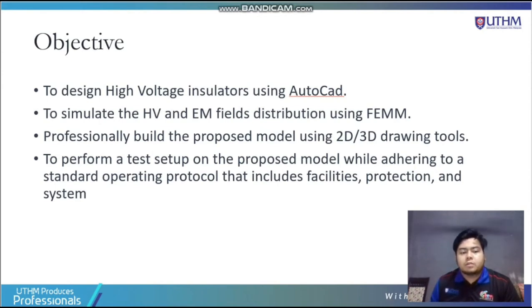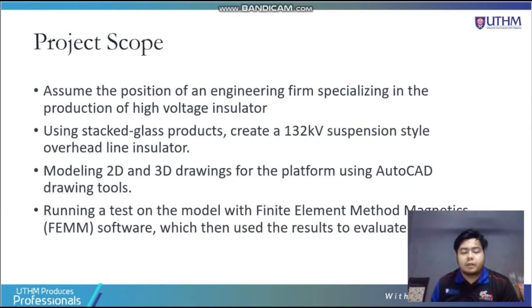Objective number 1 is to design high voltage insulator using AutoCAD. The second one is to simulate the high voltage and electromagnetic field distribution using FEM. Third, professionally build the proposed model using 2D or 3D drawing tools. And lastly, to perform a test setup on the proposed model which adheres to a standard operating protocol that includes facilities, protection, and system.